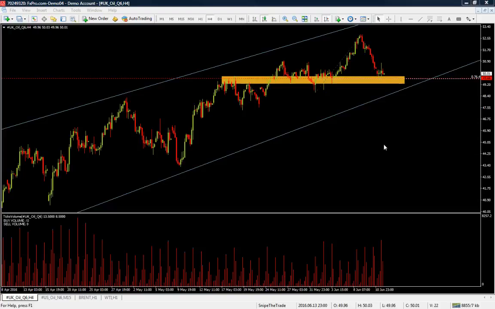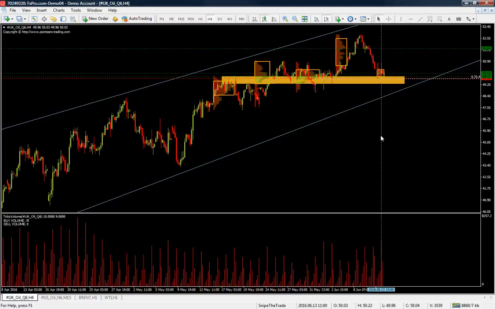And as you can see, we do have a buy imbalance. The market already closed, but we do have a buy imbalance on crude oil, and we've had some buy surges right around here.